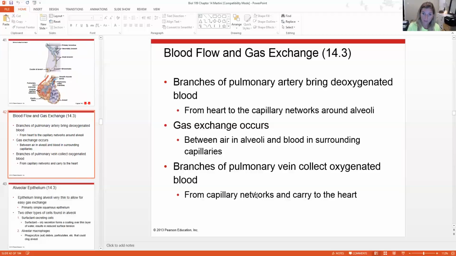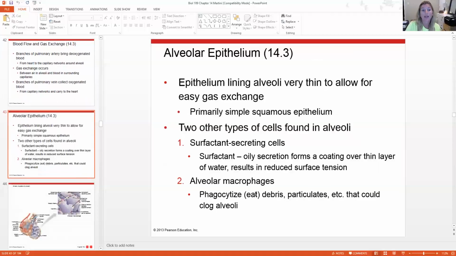Then the branches of the pulmonary vein collect all the oxygenated blood to form capillary networks and carry it back to the heart. Very straightforward. The alveolar epithelium is highly specialized. The epithelium lining is very thin to allow for that gas exchange to take place. It's mostly made of simple squamous epithelial tissue. There's other types of cells found in these alveoli as well.